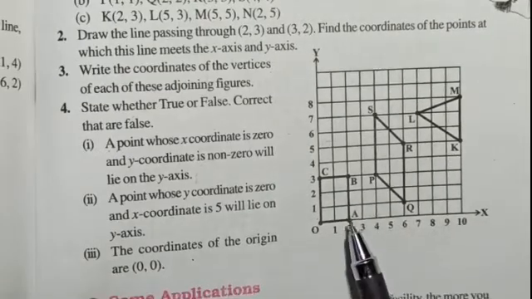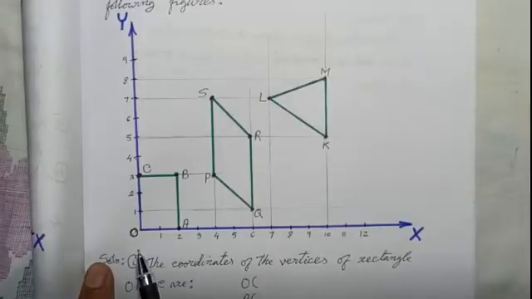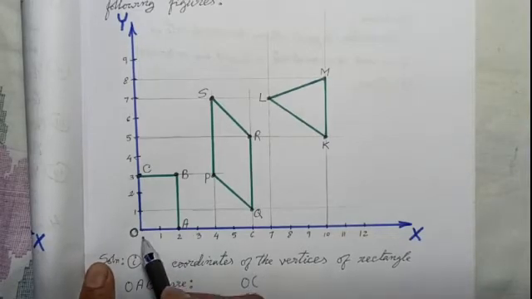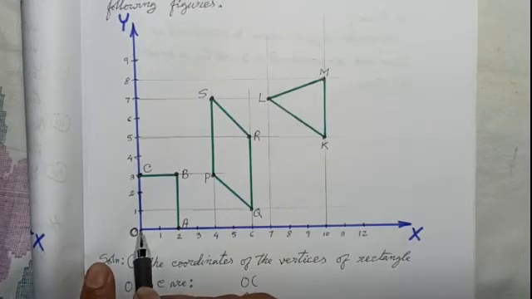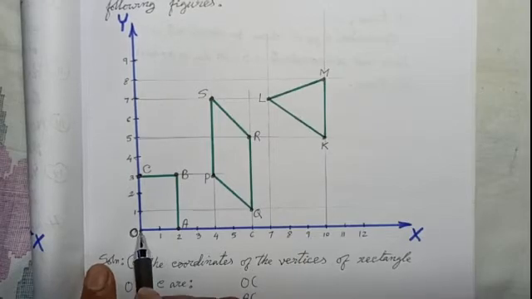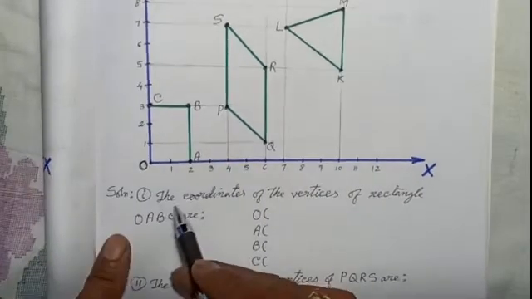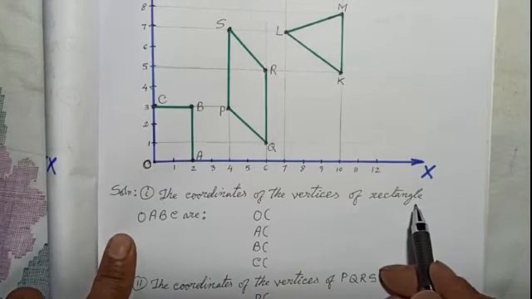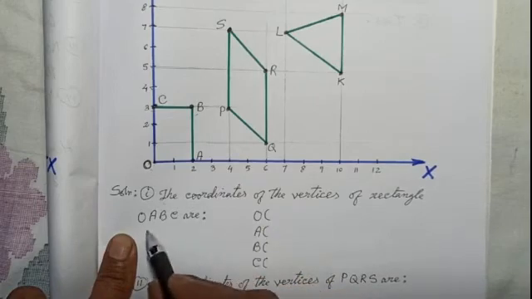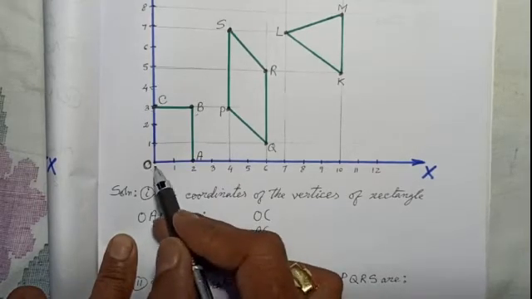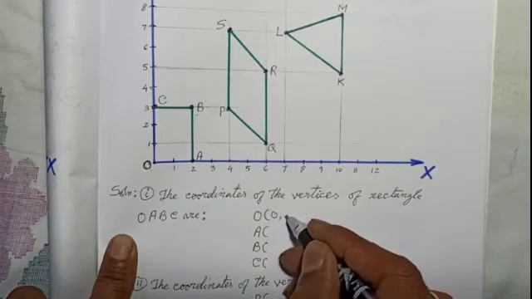I have drawn this figure in the notebook, so let's see in the notebook. So this is the x-axis, this is the y-axis, and this is point O. At this point O, the value of x is 0 and y is also 0. So the coordinate of O is 0, 0. So Roman number 1, the coordinates of the vertices of rectangle OABC: the coordinate of O is 0, 0.